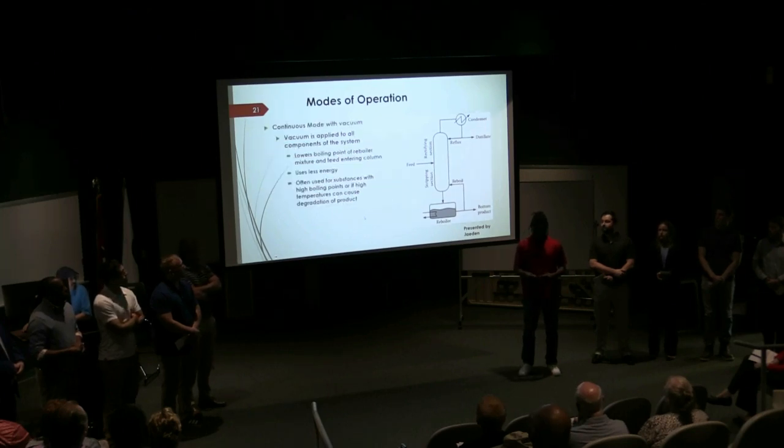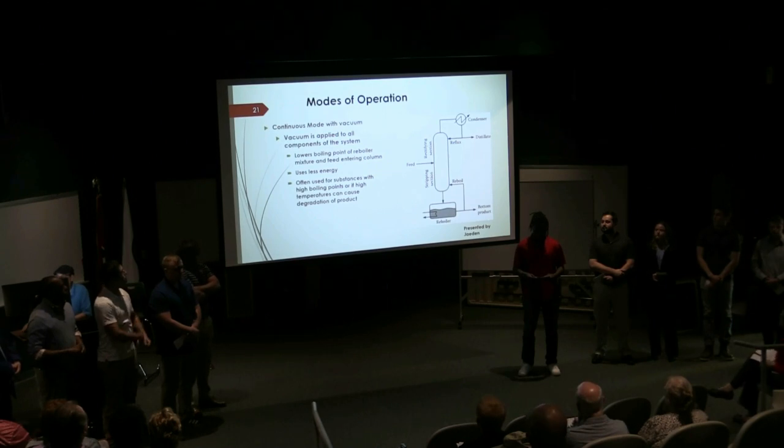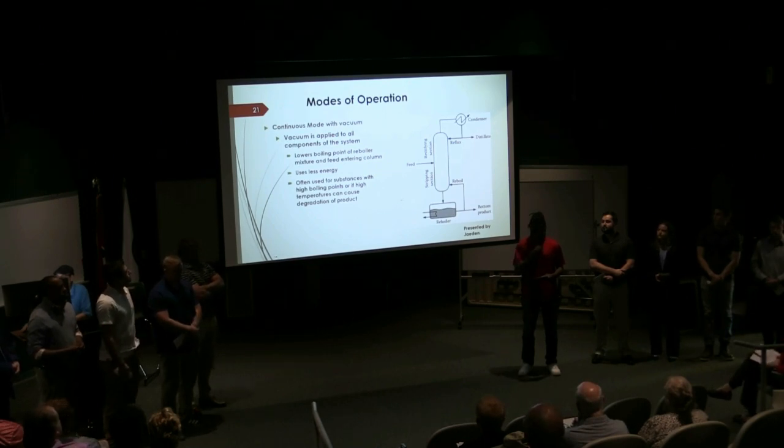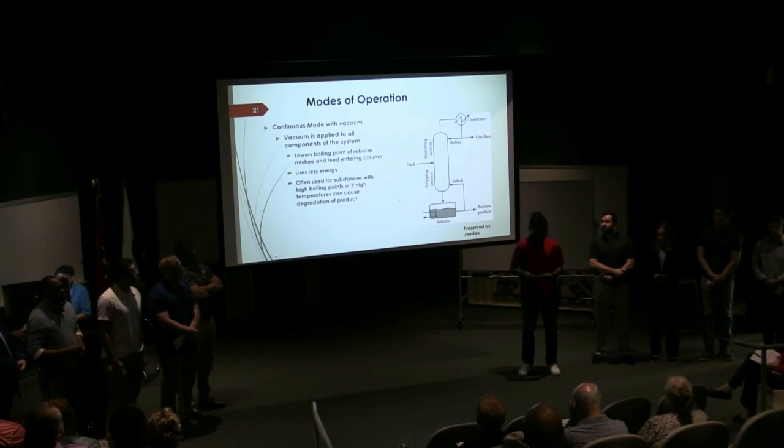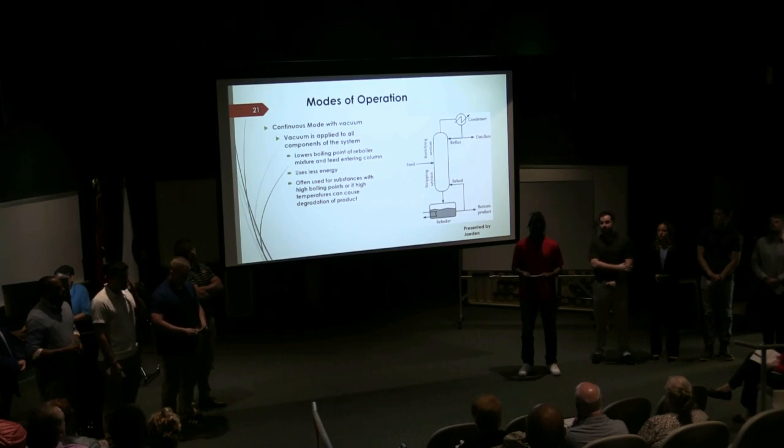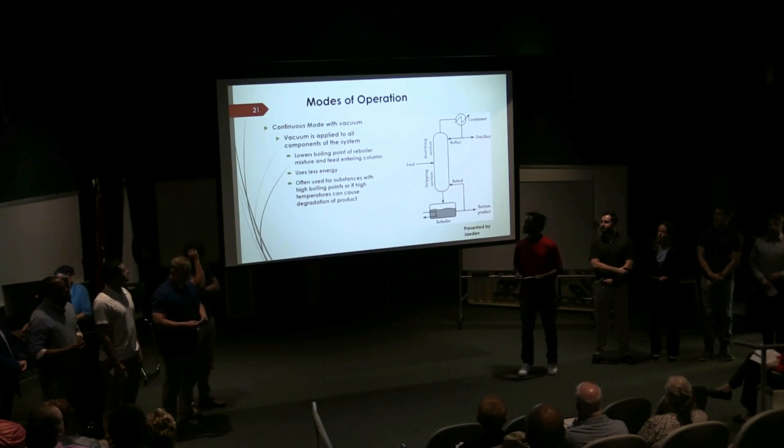A special case of continuous mode is to operate the system under vacuum. This will lower the boiling point of the reboiler and feed mixtures. It uses less energy. And finally, it's often used for substances with high boiling points where temperatures can cause degradation of the product.